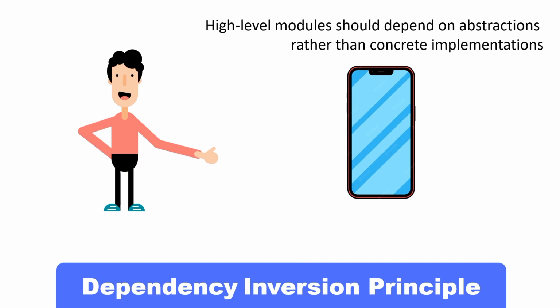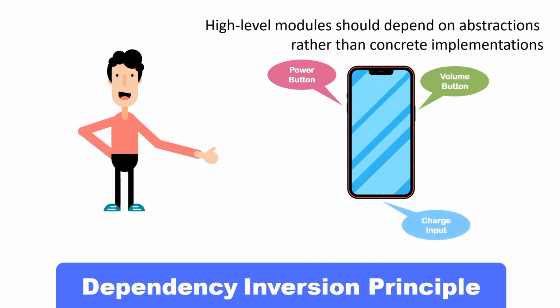So the mobile phone exposes a few essential abstractions like the power button, the volume button, charging input, and so on. These abstractions act as high-level modules that hide the underlying complexity. By adhering to the DIP, the mobile phone becomes more flexible and adaptable. The internal components can change or improve without affecting the exposed functionalities.